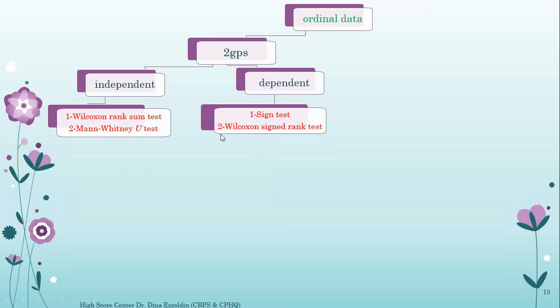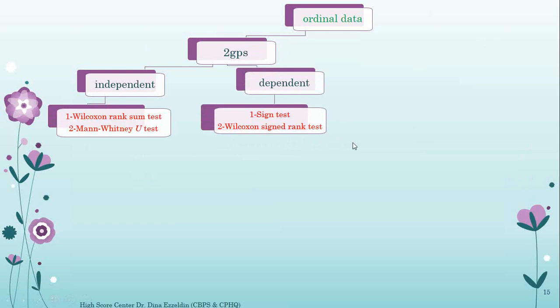See here, Wilcoxon and Wilcoxon. But if the two groups are independent, it's the Wilcoxon rank sum test. But if the two groups are dependent, it's the Wilcoxon sign rank test. Sign rank test, not only rank test. Wilcoxon rank sum test, Wilcoxon sign rank test.